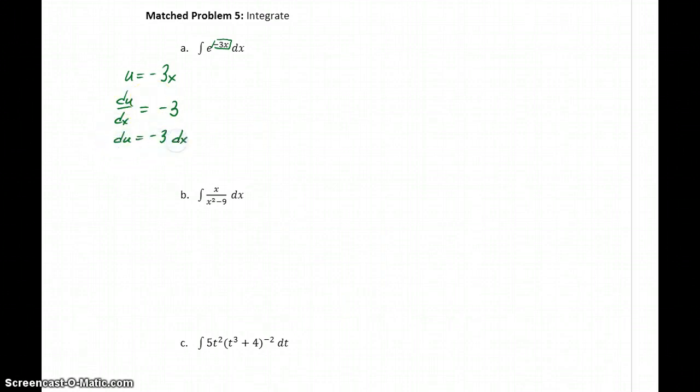They still start off the same way. What we have is negative 3x as our interior function. So we can let u equal negative 3x. And now taking the derivative of both sides, we'll get du over dx equals negative 3. And then multiplying both sides by dx gives us du equals negative 3 dx. At this point, what we want to do is replace dx with du. But we have a little bit of a problem here because du is equal to negative 3 times dx, but we don't have negative 3 times dx, all we have is dx by itself.